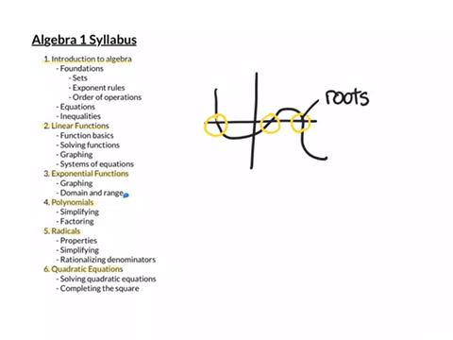So the domain is all the x values. You can see that this graph goes across all possible x values. So we say the domain is from negative infinity to positive infinity.